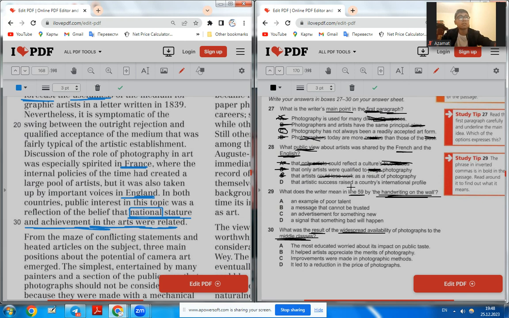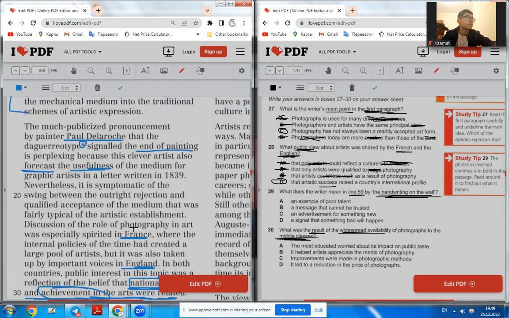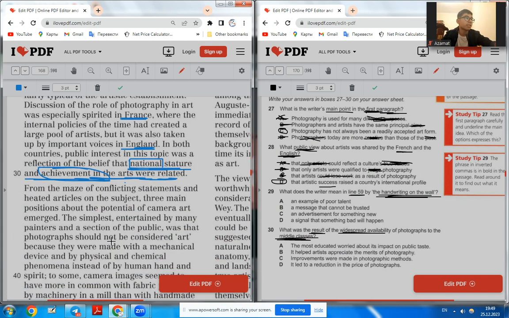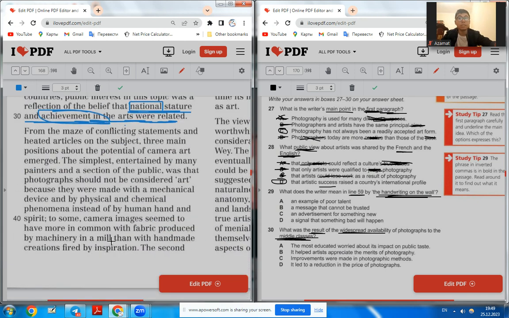That artistic success raises a country's international profile. Yes, success is a synonym for achievement, and country's national, international profile stature. So yeah, let's continue reading. Do we have any of the researches? No, right? Okay, let's continue reading the passage.